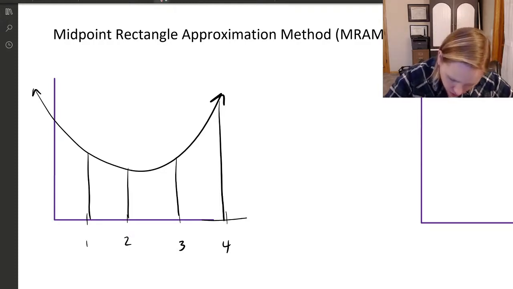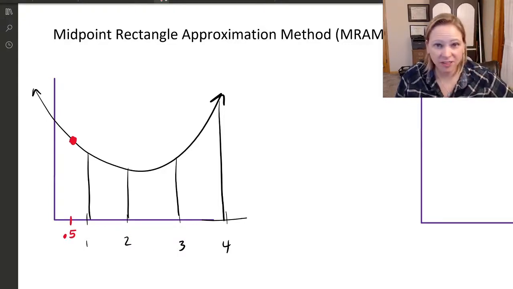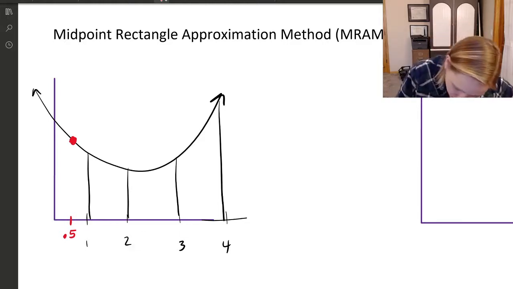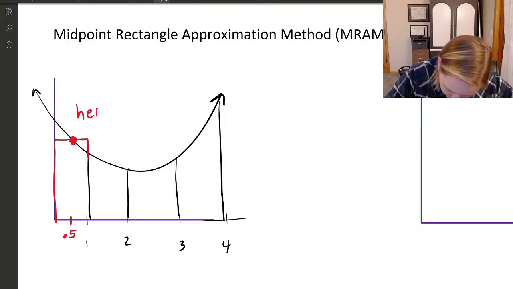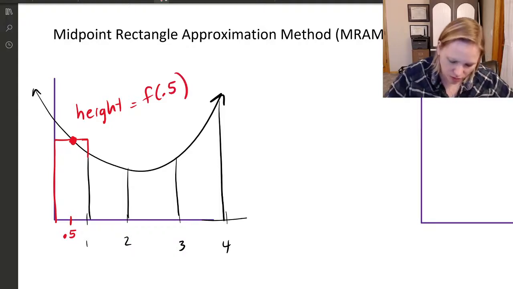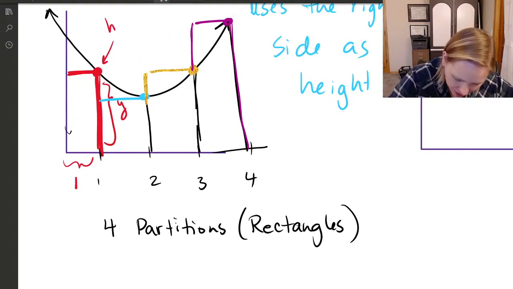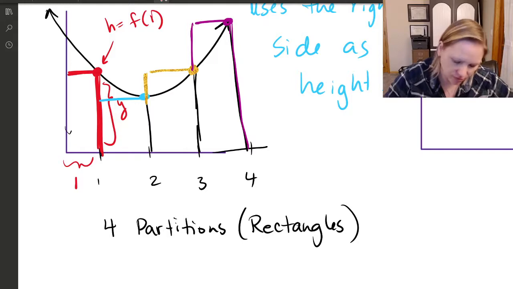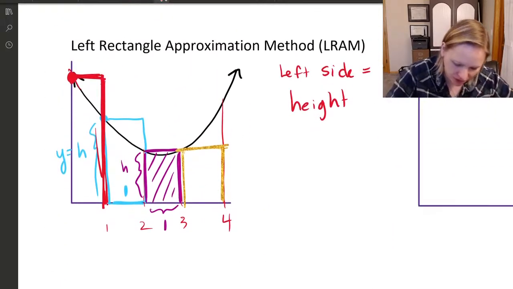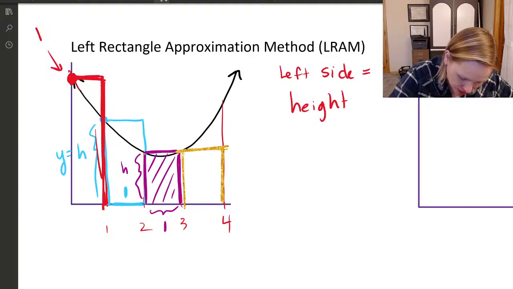But then MRAM requires us to find the midpoint. So here, this x value would be 0.5. So I would have to do a little bit of work here because the height is going to be f of 0.5. So when we look back at RRAM, the height was f of 1. Here in LRAM, the height was f of 0.